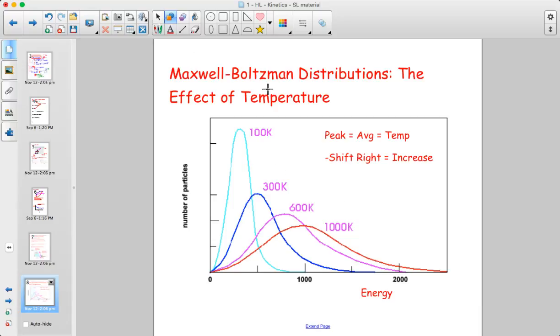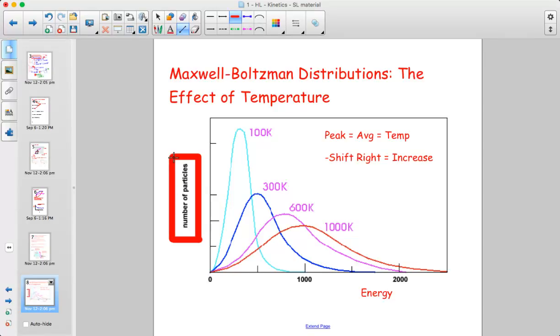Okay, so the peak is essentially the average, which is essentially the temperature. So a shift right represents an increase in temperature. A shift left would represent a decrease. Okay. Now, if you're assuming that the number of particles in your substance hasn't changed, the reason why as you go to the right, the peaks get flatter, not as high, is because you're trying to represent the same total number of particles, which means that the area underneath the curve needs to stay the same, because the area under the curve represents the total number of particles.